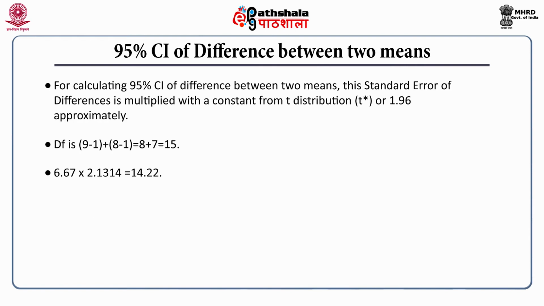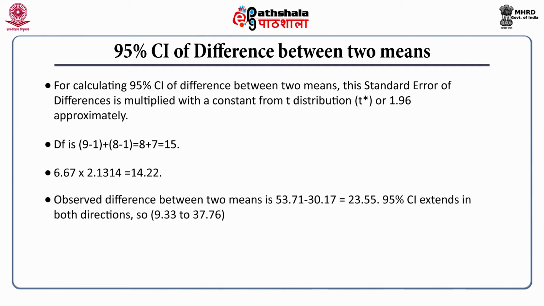For calculating the 95% CI of the difference between two means, the standard error of the difference is multiplied with a constant from the t distribution, or 1.96 as an approximation. The real constant, if you check the t distribution table, is 2.1314. So you multiply this value with the standard error of the difference, that is 6.67, to get 14.22.